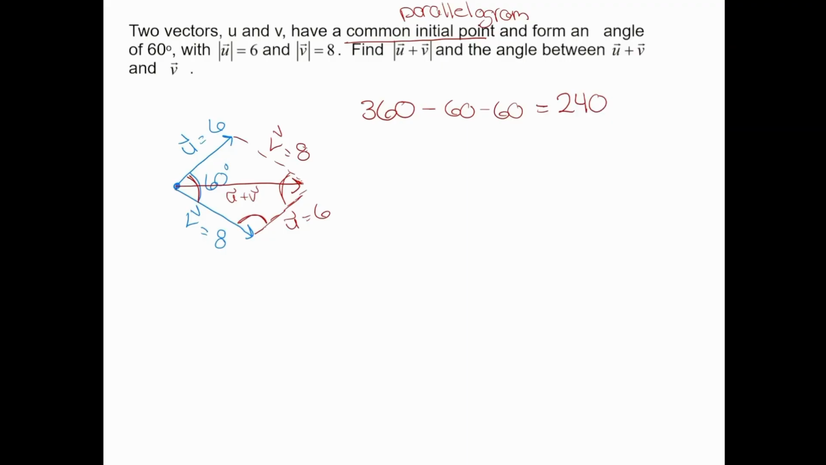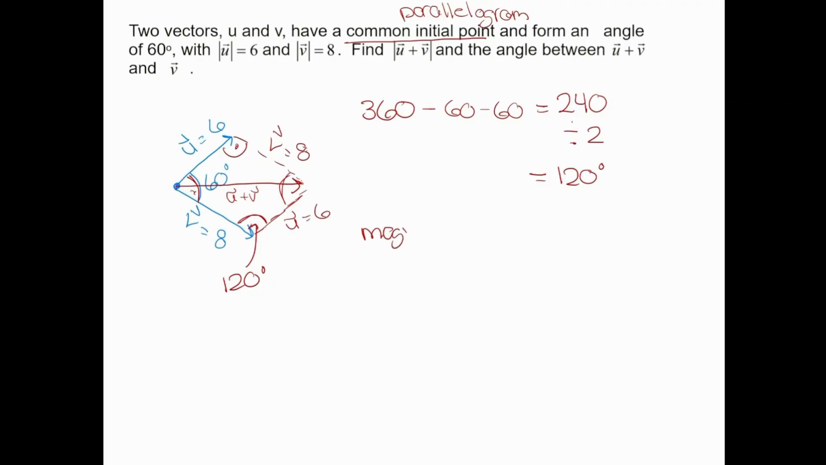Because these two angles will be the same, I can divide this 240 by 2 to give me the other two interior angles of 120 degrees. So this angle here is 120 degrees. Now, this is simply a trig problem. We're going to use the cosine law to find the magnitude and the sine law to find the direction relative to vector v. So let's start by finding the magnitude.